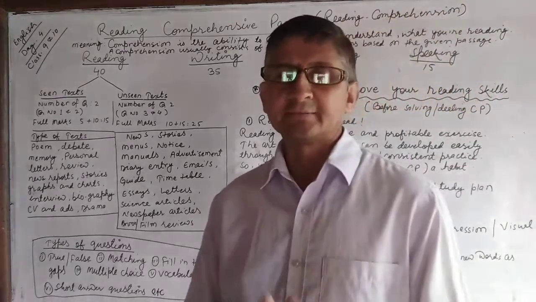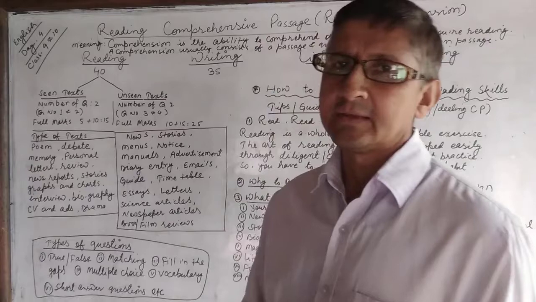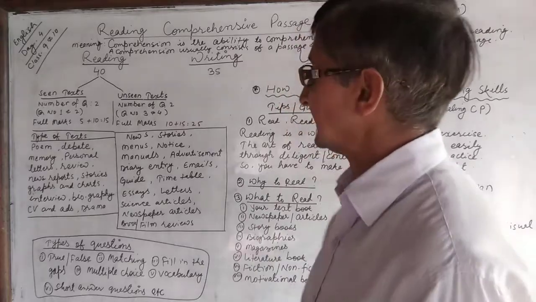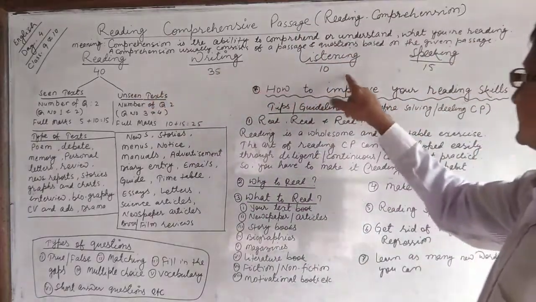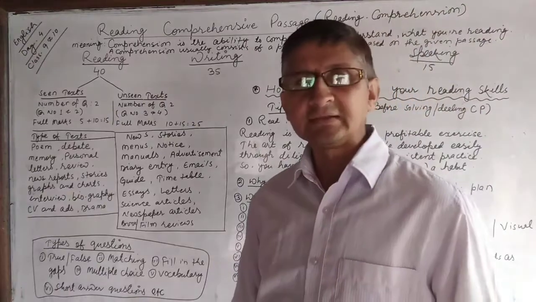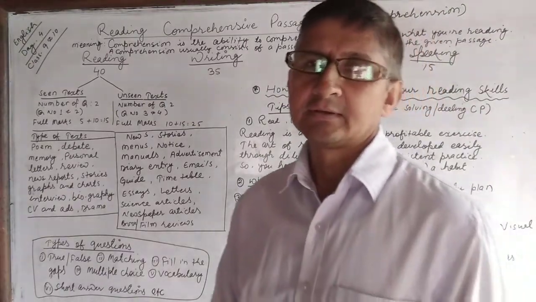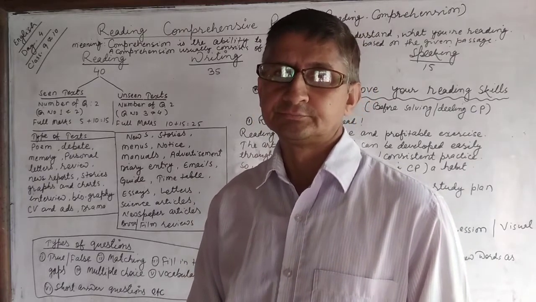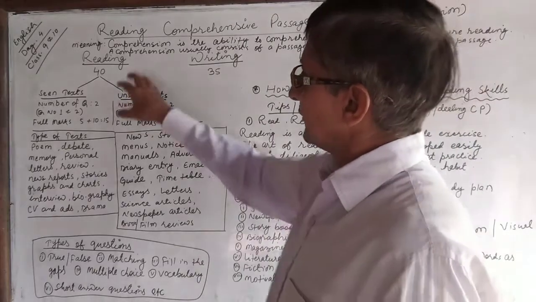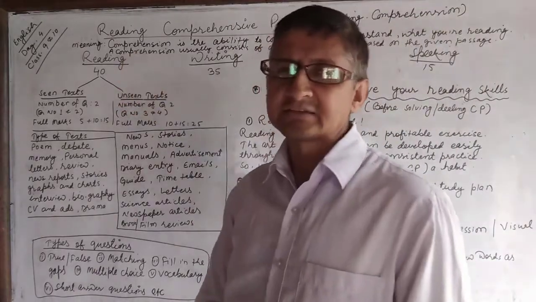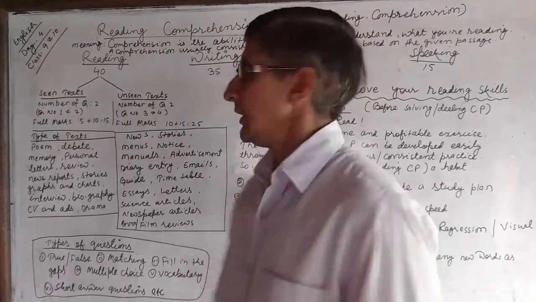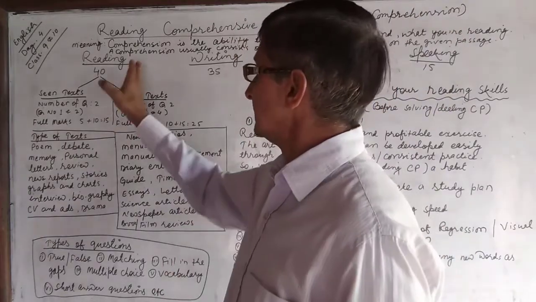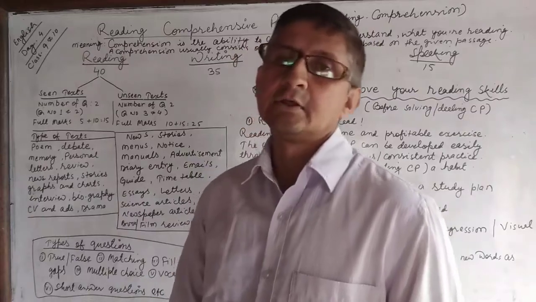Your textbook, the textbook of class 9 and 10, is based on the 4 language skills. The 4 language skills are reading, writing, listening, and speaking. Your book is based on these 4 language skills. Today we are going to read the reading section of your book. We are not going to read writing, listening, and speaking today. We are going to deal with the reading section of your text.